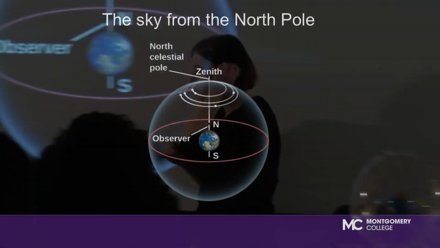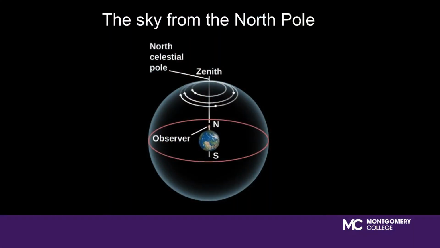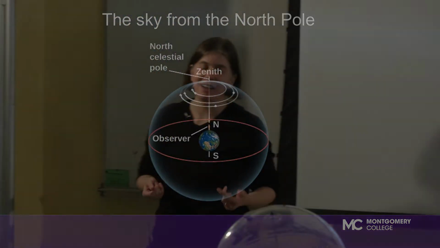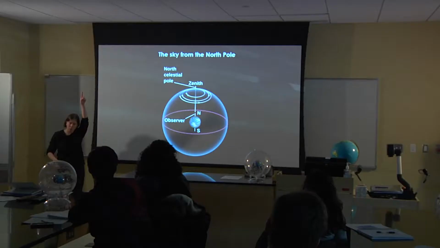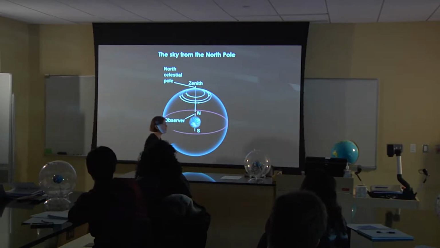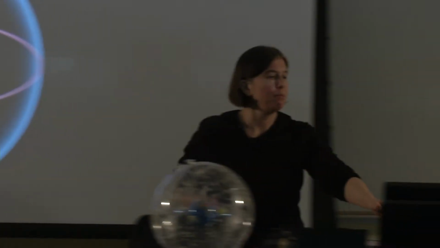So let's talk about what the sky looks like from different places on Earth. I know many of you have traveled. Many of you are from places very distant from Rockville, and you probably notice the sky looks really different from different places. We're going to travel first to the North Pole, back again to the North Pole. We're going to see what the sky looks like. So again, if I am standing exactly on the North Pole and I point a laser at my zenith, I mark a point at the north celestial pole. Okay?